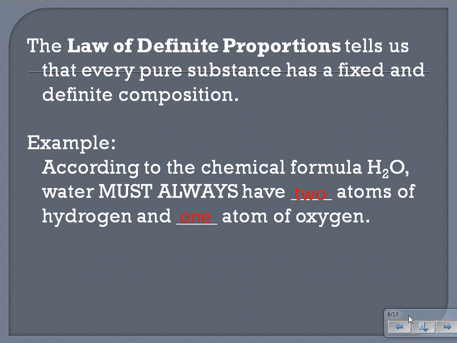If we change it, and let's say I add in an extra atom of oxygen, so now I have H2O2, this is no longer water. It's a completely different molecule. It's actually hydrogen peroxide, and if you were to drink it, that would really not be good for you. So just by adding an extra atom of oxygen, now I've got something that's potentially toxic to ingest. So the law of definite proportions tells us that every compound has an exact number of atoms.